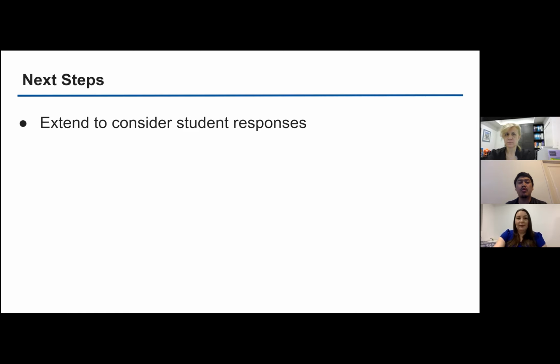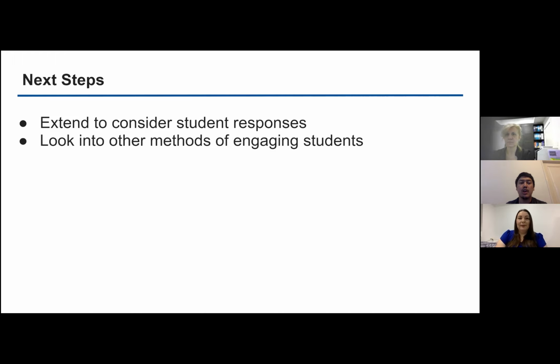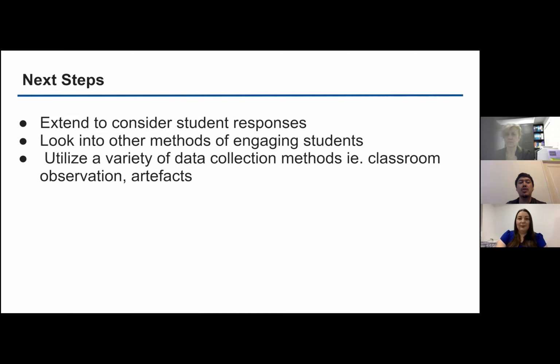Lastly, what can we do to improve our research? Involving students in our research can greatly help, since we are trying to engage them in classrooms and they are the main subjects. We should look into other methods of engagement, such as project-based learning. We could use various data collection methods, such as classroom observation or artifacts. We can get a clearer picture of effectiveness of pedagogies for engagement through observation.